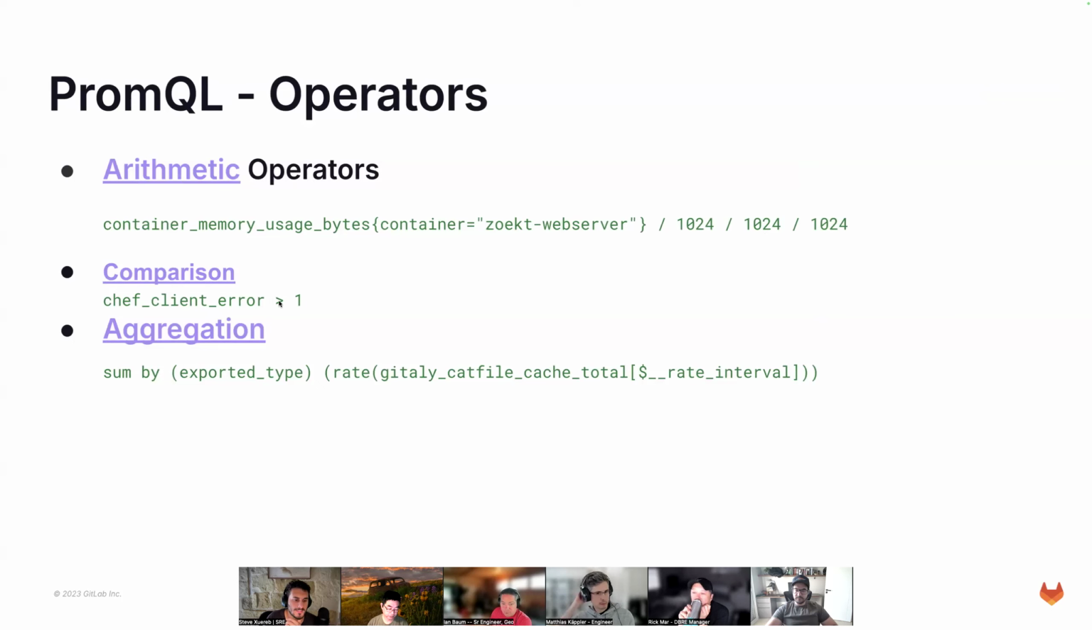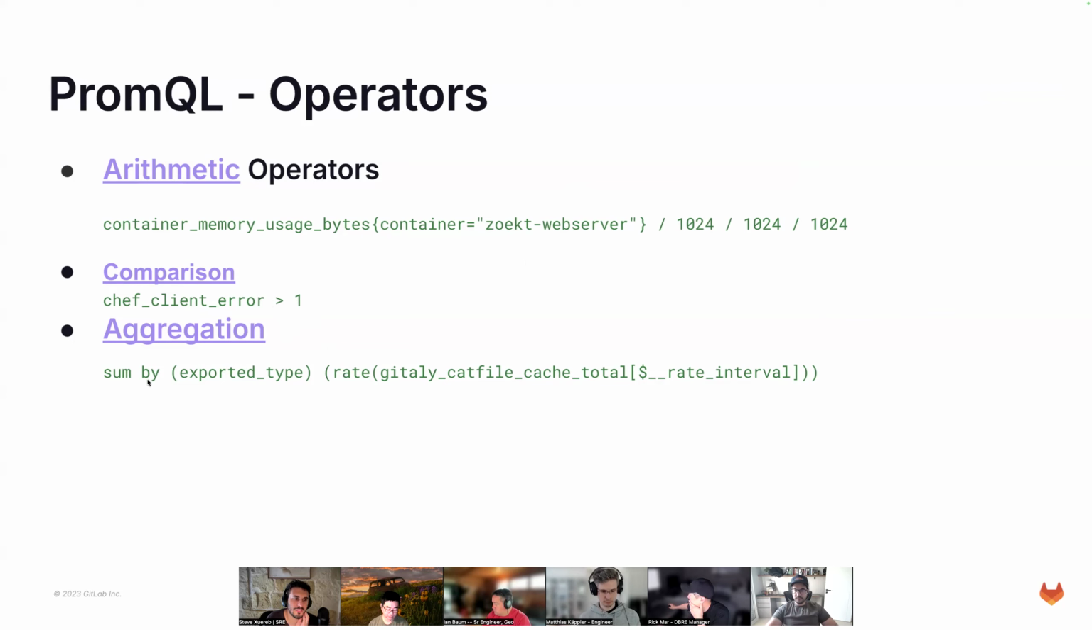You can do comparison. For example, this is a metric that shows if Chef failed on a specific server, so I want to look at all the failures that happened in production, so I do greater than 1. Technically, I should have done greater or equal than 1, because it only is a 0 or 1.